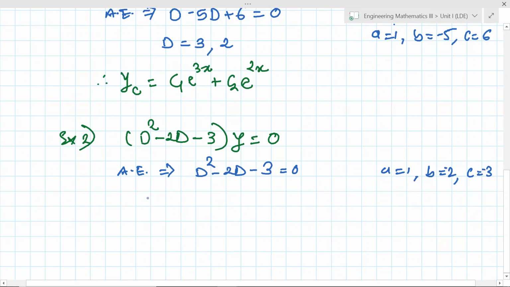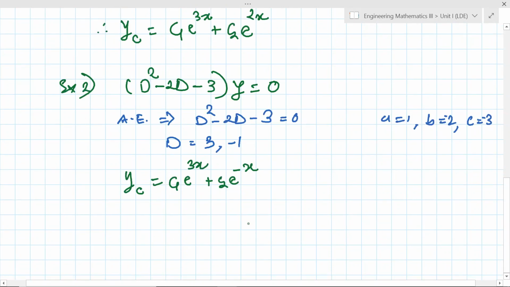Okay, so if we substitute the values a is 1, b is minus 2, c is minus 3, I'll get x1 is 3 and x2 is minus 1. Okay, so what are the roots? D is equal to 3 comma minus 1, distinct roots. So we have real and distinct roots in this case, and therefore what is my complementary function? My complementary function is c1 e raised to 3x plus c2 e raised to minus x, like this.